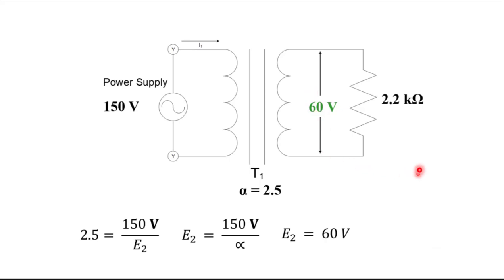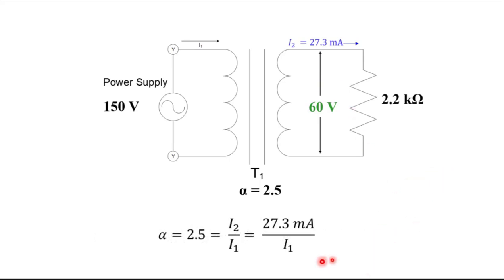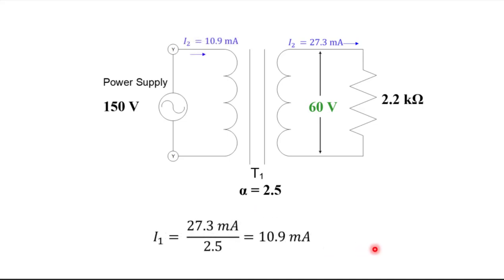Now that I have that, I can calculate the current that's over here. So I know that I2 is E2 divided by R, so I can calculate that to be 27.3 milliamps. All right. Now using the transformation ratio, that inverse relationship, I can use this formula and solve for I1, and I get 10.9 milliamps.